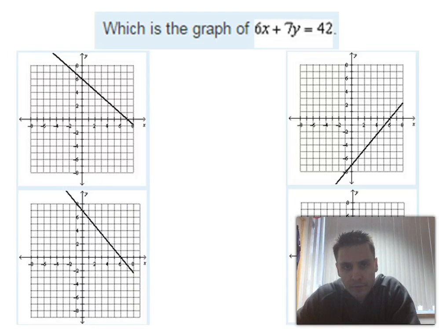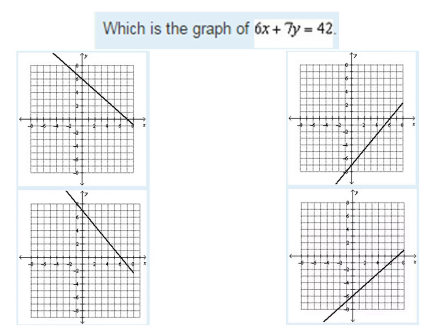Alright, and we're here with a couple of examples from Power Standards Quiz 25 and 26. Got 25 up on the screen asking you which is the graph of the equation 6x plus 7y equals 42. We have four graphs on the screen. We have to identify which of these lines represents all of the points that are represented by the equation 6x plus 7y equals 42.